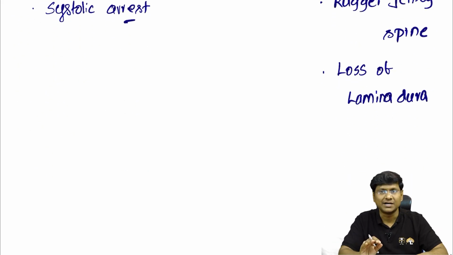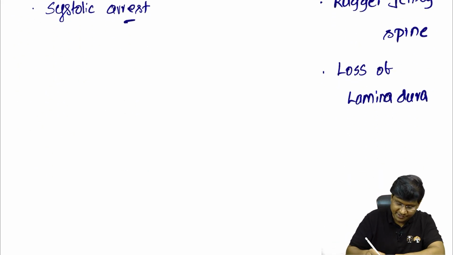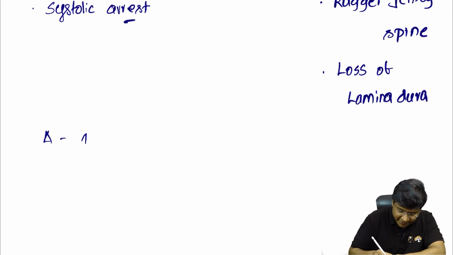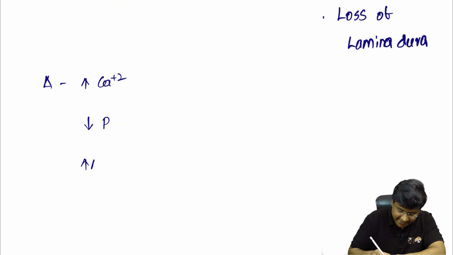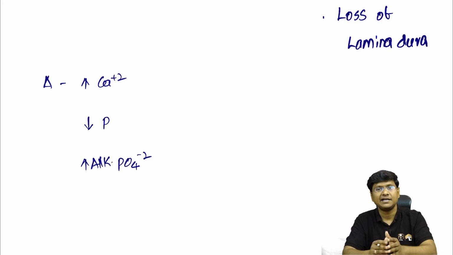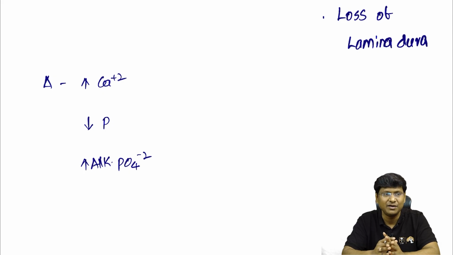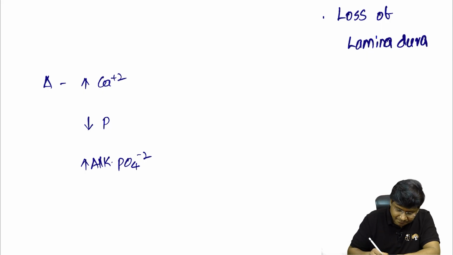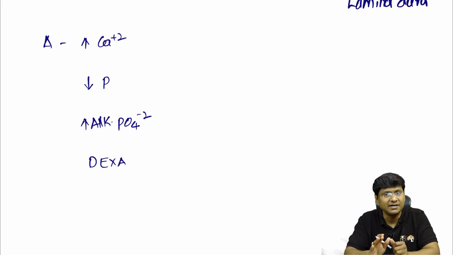And how will you work up these patients with hyperparathyroidism? In the workup, you will find that there is hypercalcemia, a decrease in the phosphorus levels, and the alkaline phosphatase levels are increased. But remember, the alkaline phosphatase levels remain normal in early stages. As the severity of the hyperparathyroidism increases, the alkaline phosphatase levels are also elevated, right? Then you need to do a DEXA scan for assessment of the bone mineral density.